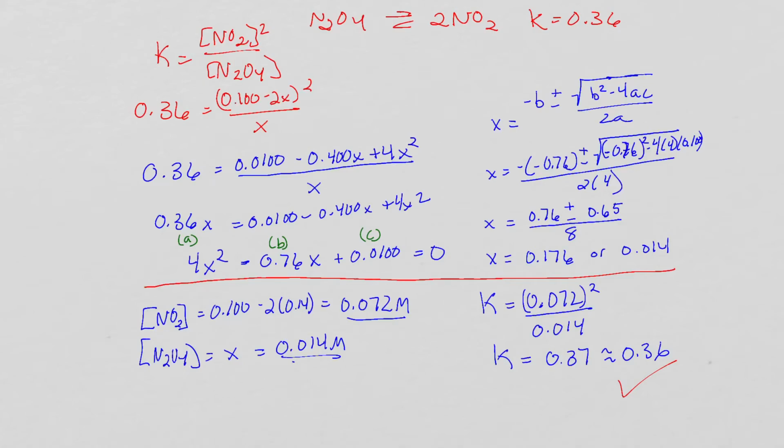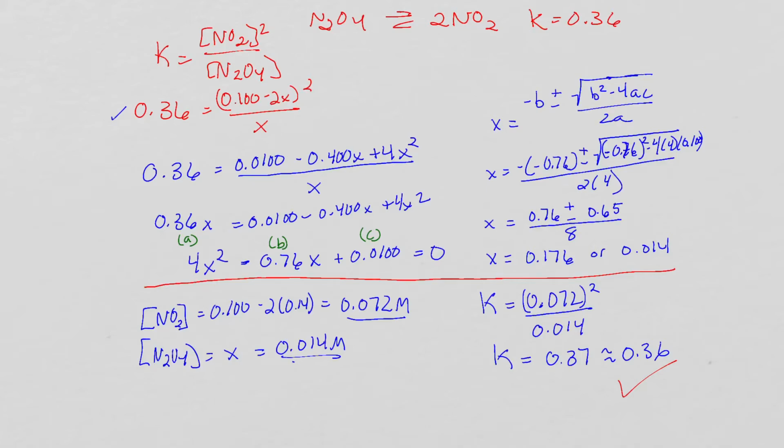Okay, so now let's solve this problem. We used our ice table, right? So we rewrote our reaction here with our K value. Just remember, this is our expression for K: NO2 squared over N2O4. Based on our ice table, we came up with a concentration of NO2 as 0.1 minus 2X squared, and N2O4 had an equilibrium concentration of X. So we're going to start off here, and we're going to proceed to solve for X.